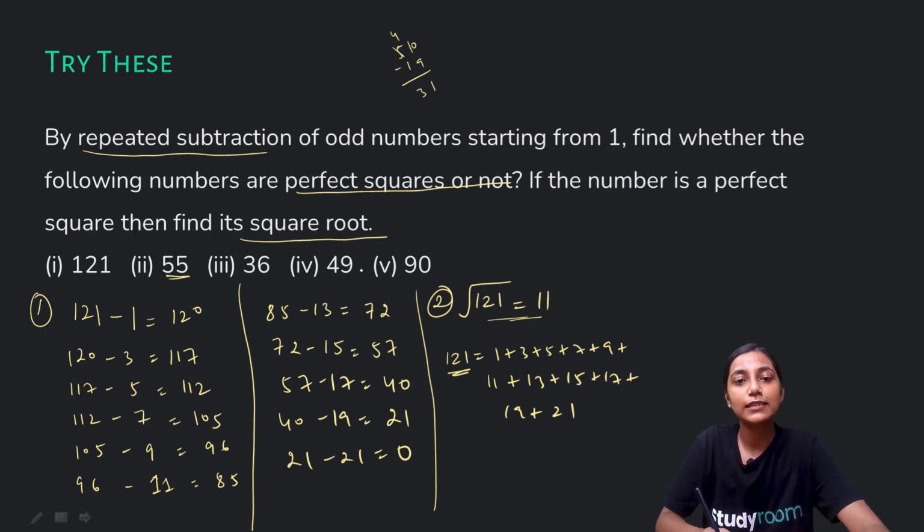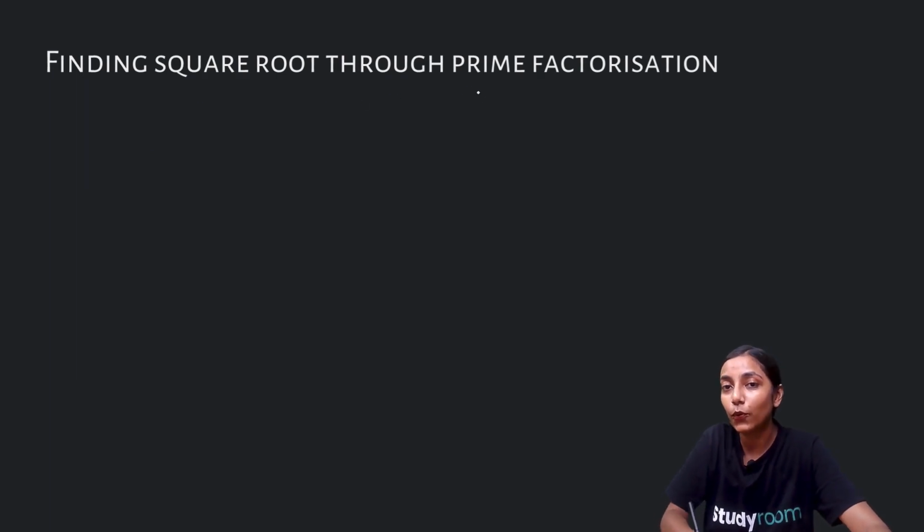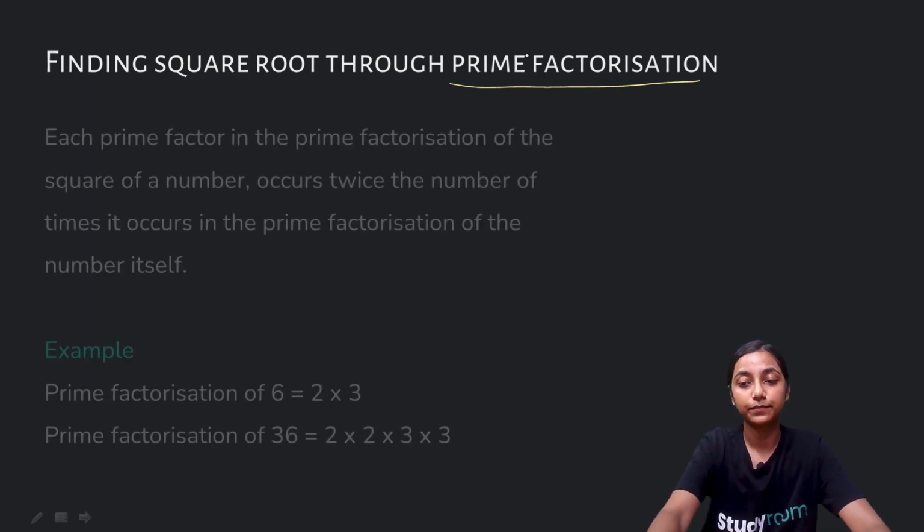Solve all these questions, practice these as much as you can so that you get more clear about all these methods. Now, next method is finding square roots through prime factorization. So the second method that we have is the prime factorization.